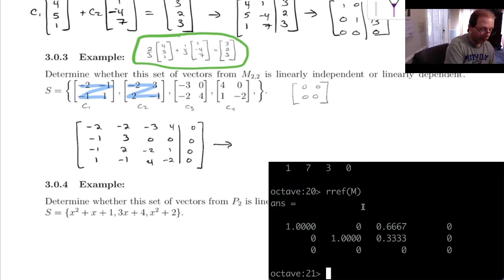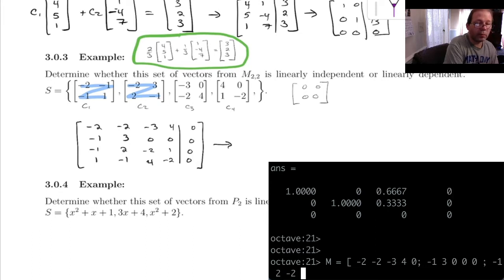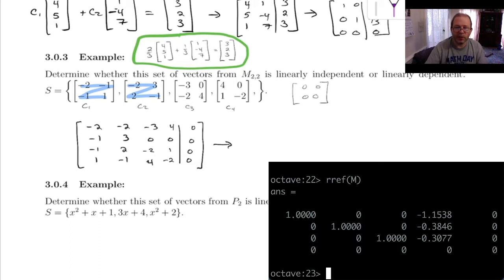So let's put it in. All right, does that look right? I always double check these before I row reduce them. And it looks like I entered it correctly. All right, so what do we get here? Is that the whole thing? 1, 2, 3, 4. Yeah.